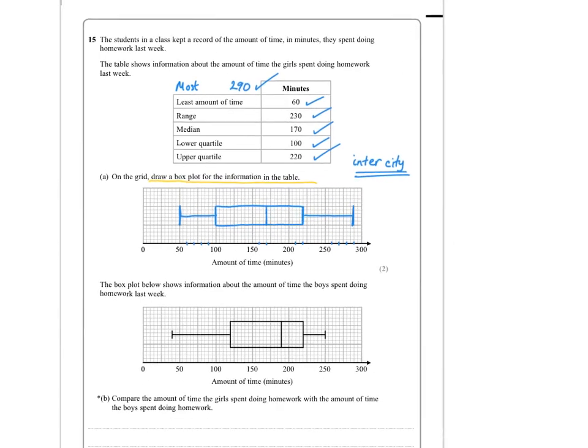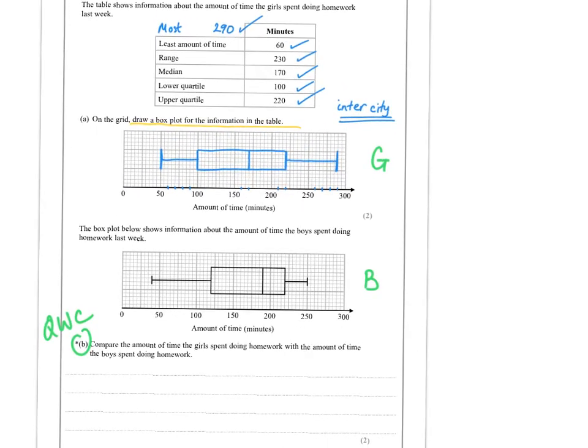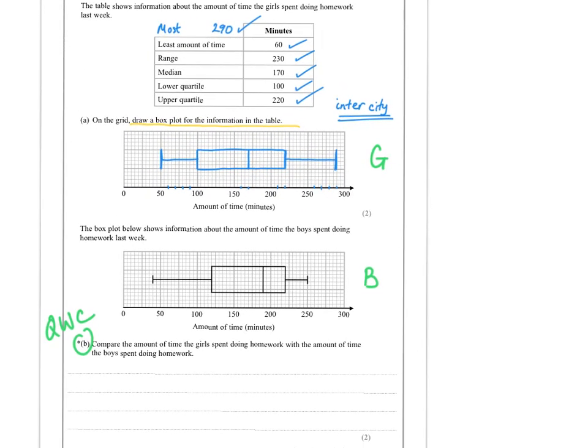So the first one is all about the girls here to start with, and this then is about the boys. And it says compare, so that's quality of written communication again, so we've got to think carefully about that. So to get the marks, which is 2 marks here, always look at how many marks are on offer. You really should talk about the spread, which is like 50% of the data, so we can do that first. So if we look at the spread here, we can see the girls have a greater spread.